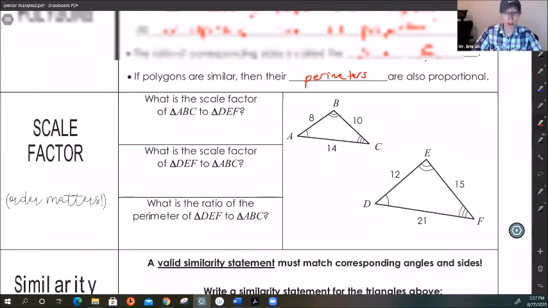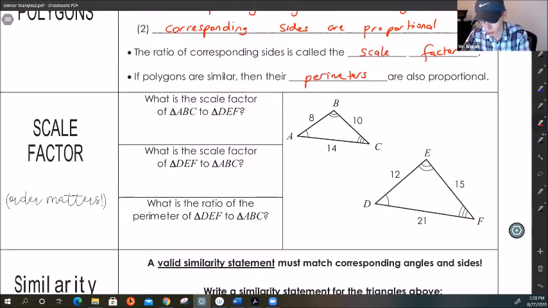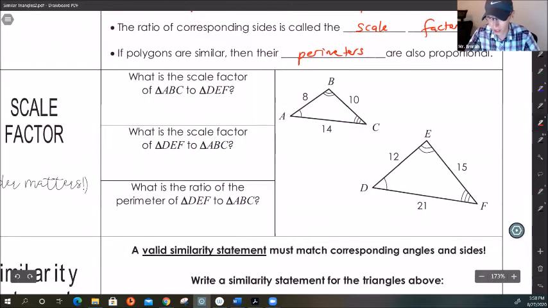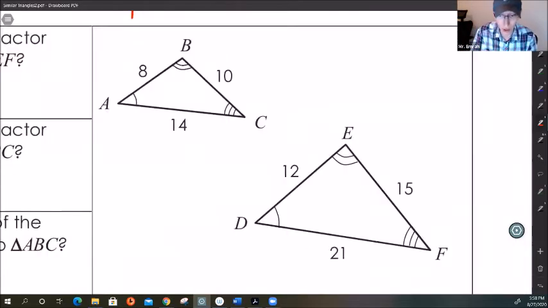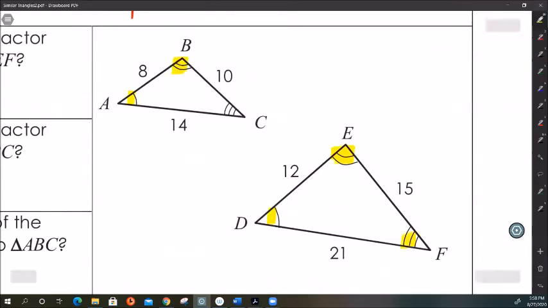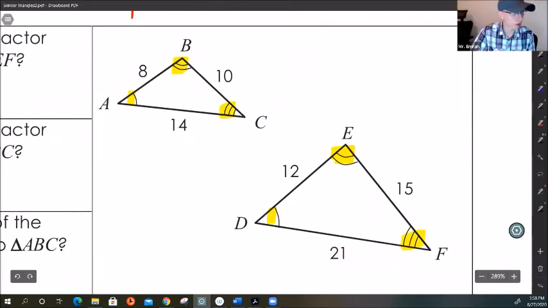What's the scale factor of, let's look at these two triangles here, ABC and DEF? They are given to us as similar. How do I know that they are similar actually? Because I know that all angles are the same. See, this angle and that angle are the same. This angle and this angle are the same. And F and C are congruent.